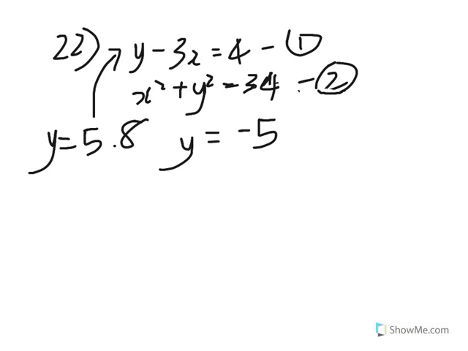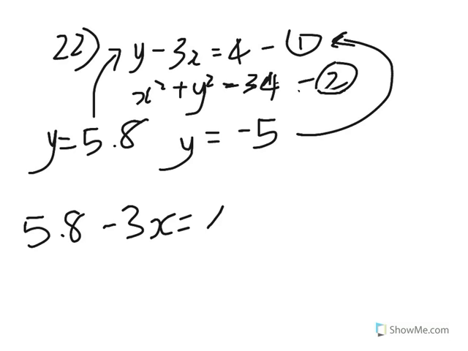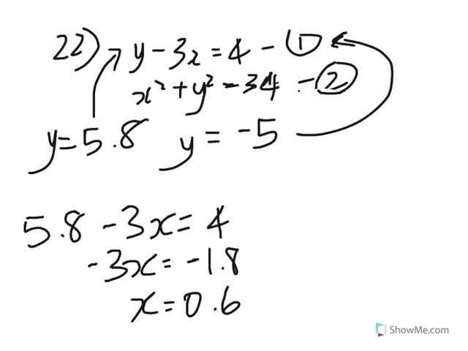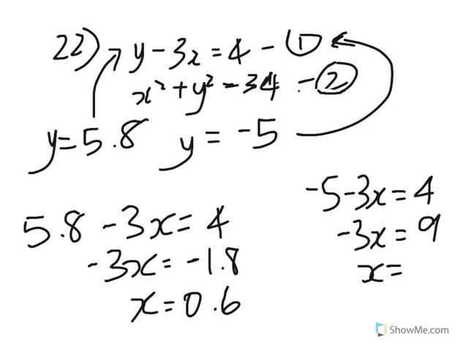So all you've got to do is substitute it back into equation 1, which is the simpler equation, and I suggest you do it, to get values of x. So when y is equal to 5.8, 5.8 minus 3x is equal to 4. So negative 3x is equal to 4 minus 5.8, which is negative 1.8, and so x is equal to negative 1.8 divided by negative 3, which is 0.6. And when y is equal to negative 5, you get negative 5 minus 3x is equal to 4. So negative 3x is equal to 9, and x is equal to 9 over negative 3, which is negative 3.